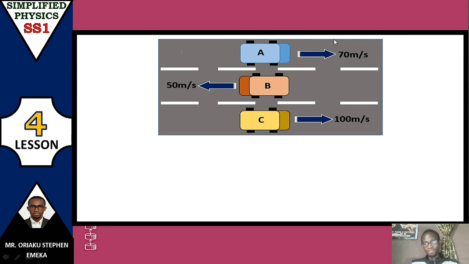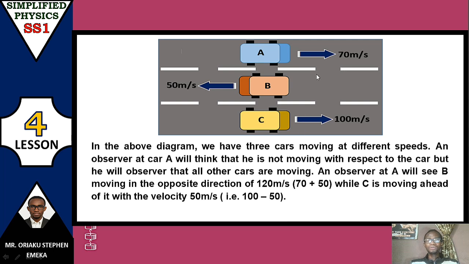Same also, the person in B will see the person in A moving with 120 meters per second in the opposite direction. But the person in C, observing A, will see that A is moving backward with 30 meters per second, because it will look as if this car, even though it's driving forward, is driving backward. So that is the concept of relative motion.